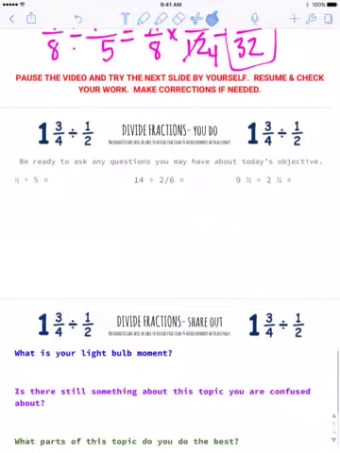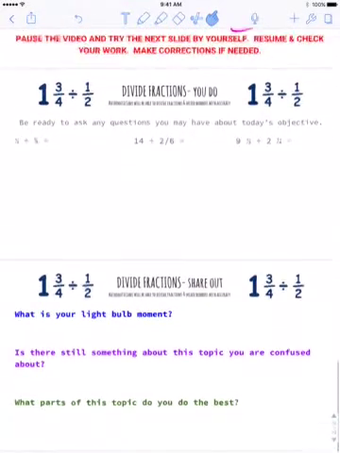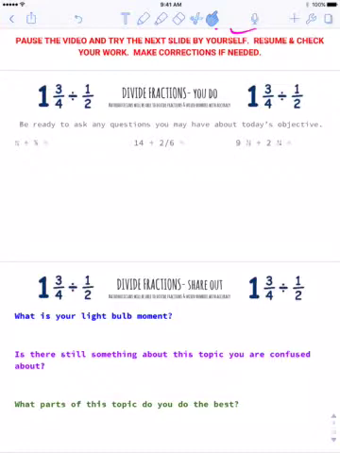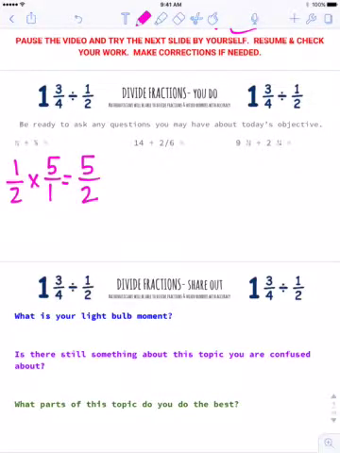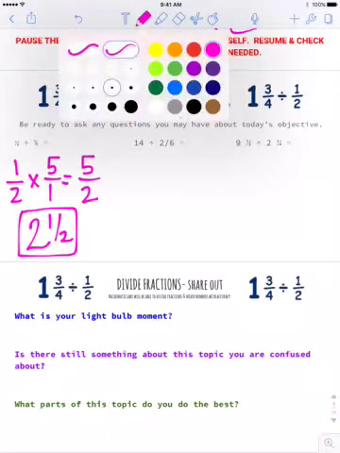For the you do problems, there's 3 of them. I really hope you tried these on your own before watching this video. You should do 1/2 times the reciprocal, 5 over 1, and get 5 halves, which in return 2 goes into 5 twice, which leaves you with 1 left over. So that should have been 2 and 1/2 as your final answer.